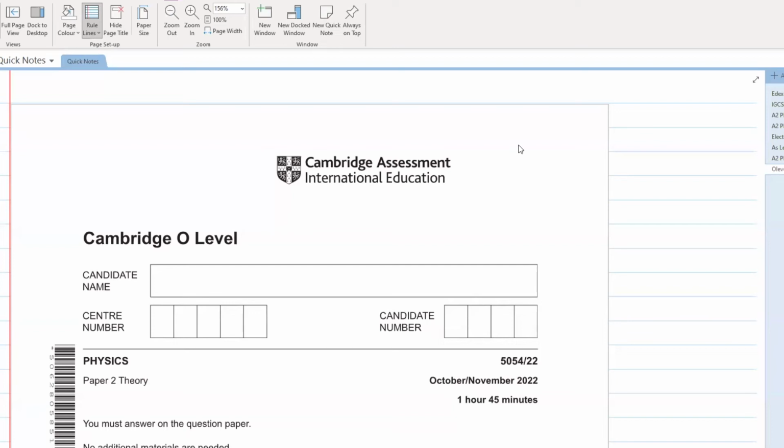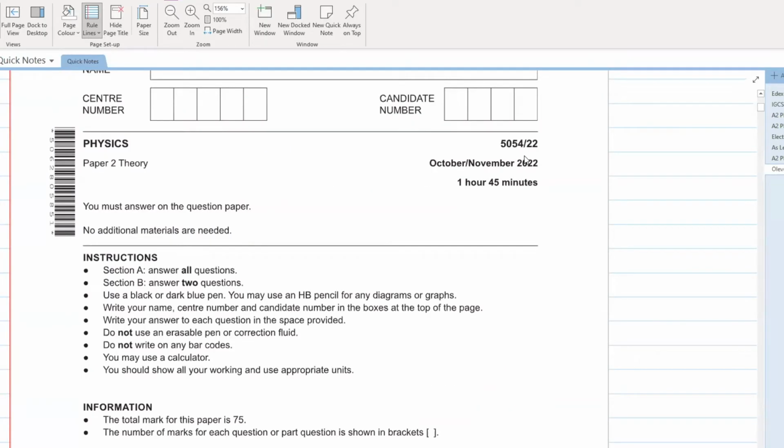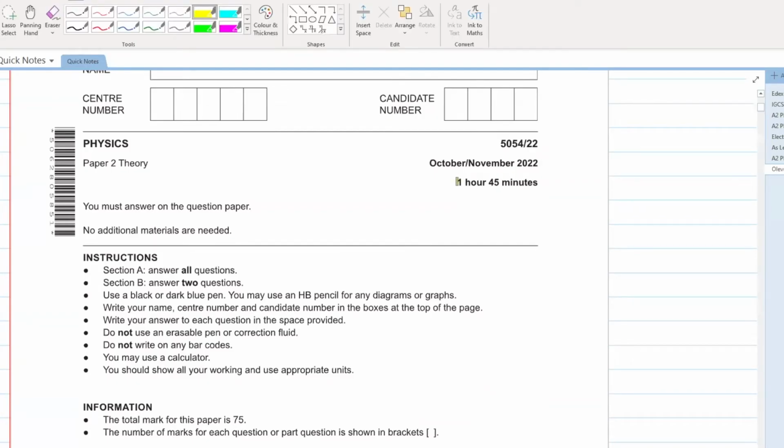Today we have to do the October November 2022 paper 2 variant 2. It is a 1 hour 45 minutes paper. We have to start with this.